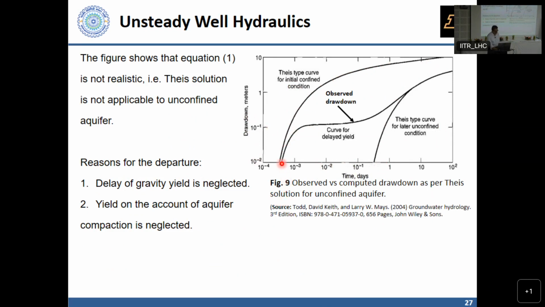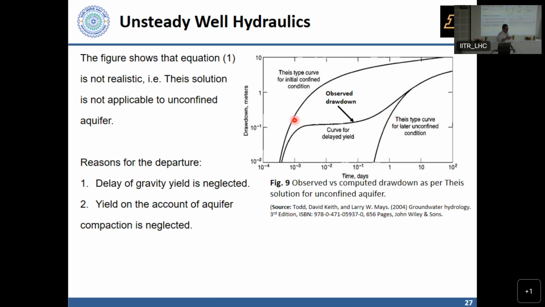what it is initially for a confined aquifer, kind of an approximation, and then has this delayed yield over here. So things are different, and then after some time it joins what we expect for an unconfined aquifer. Okay. So basically, the assumptions that we have made are not working, because what is happening in reality is actually fluctuating between these two curves. At small times, it tends to be closer to this curve.